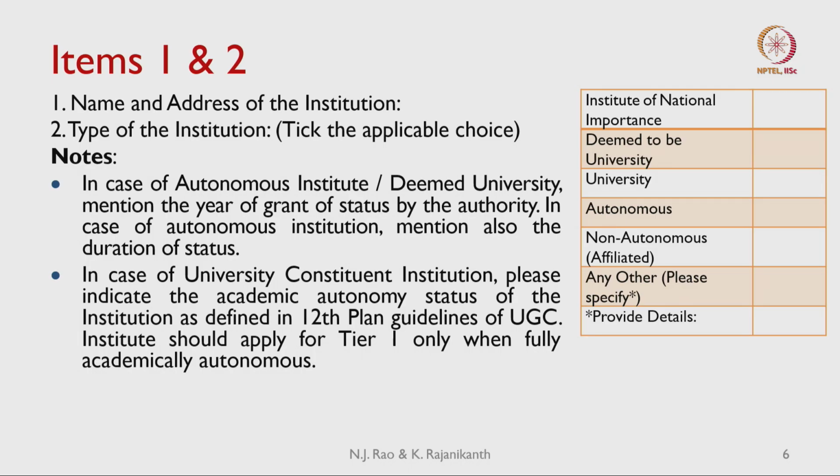In case of a university constituent institution, that is the institute is a constituent institute of the university, please indicate the academic autonomy status of the institution as defined in the 12th plan guidelines of UGC. If the institute is a constituent college of the university, then institute should apply for tier 1 only when fully academically autonomous. That is the requirement. Under tier 1 category, if the institute is applying, it means that the institute is fully academically autonomous.